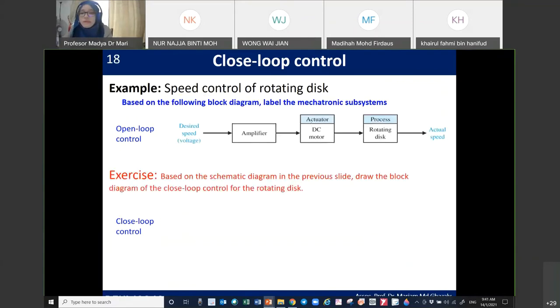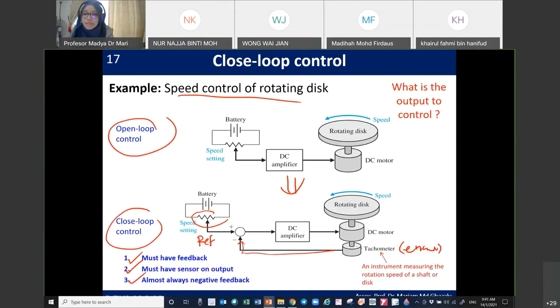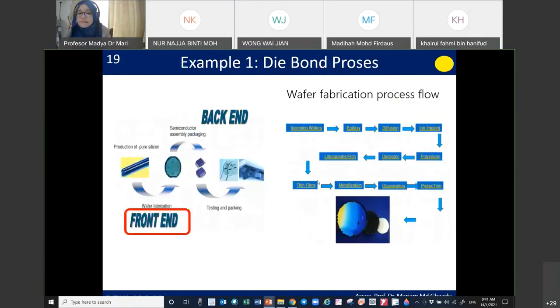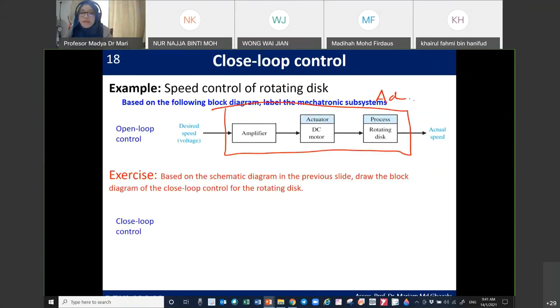So how do you draw out the block diagram? This is what you did in your assignment, right? You draw out the block diagram based on this drawing just now, and label the mechatronic subsystem. So you have the rotating disc, which is connected to the actuation system. Everything here will be the actuation system. So this will represent your open loop. The size here is based on the schematic diagram previously.